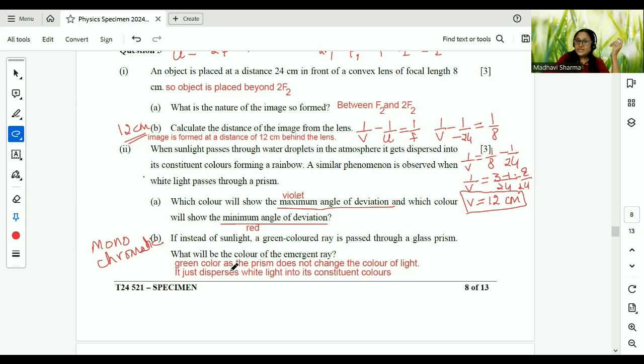So green color only, as the prism does not change the color of the light. It just disperses the white light into its constituent colors.